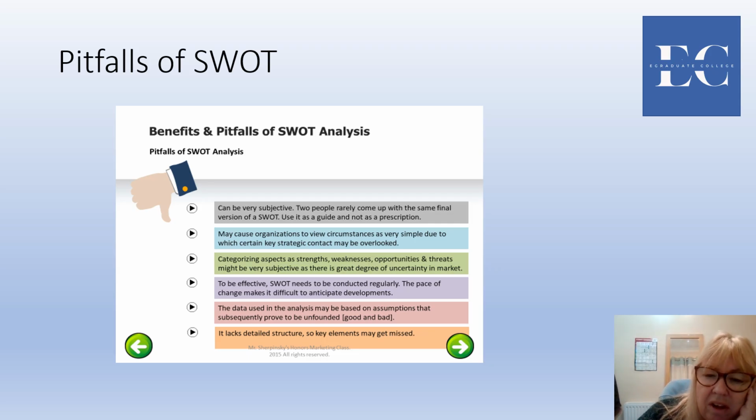It can cause organisations to view circumstances as very simple. It could do, I suppose, but it depends. If you've got the knowledge to think wider, then maybe not. Categorizing aspects as strengths and weaknesses may be very subjective, as there is a great deal of uncertainty. Yes, there is uncertainty in the market. You've got to do the best you can, though. You can't just say, I'm not planning ahead, I'm not making any changes because I don't know if the market's going to be any good. You've got to go with what you do know.